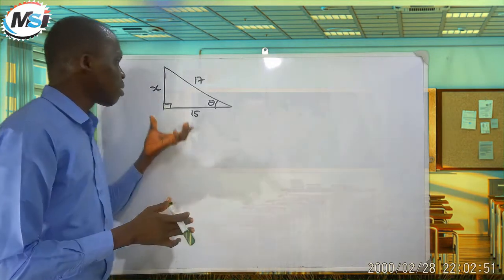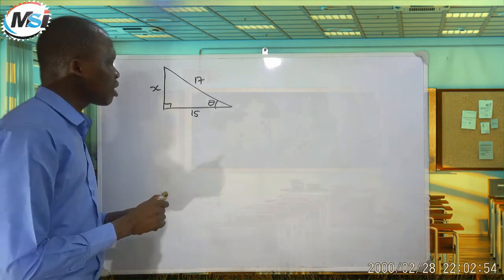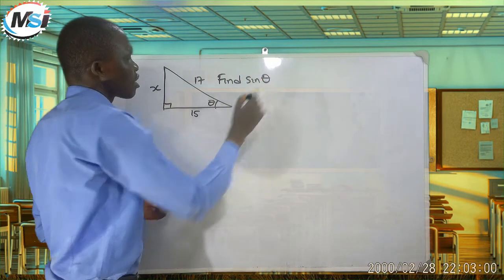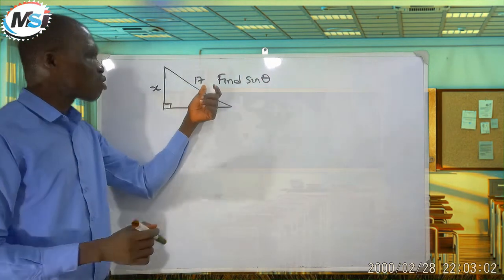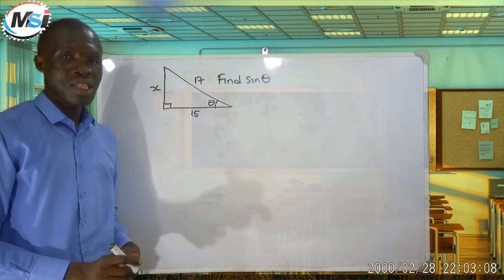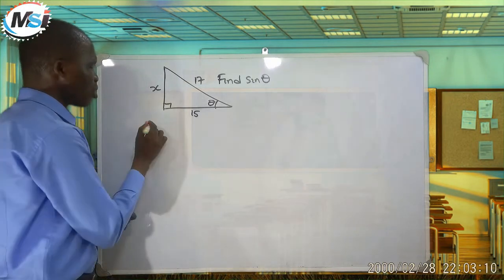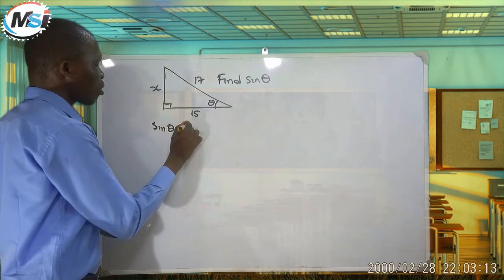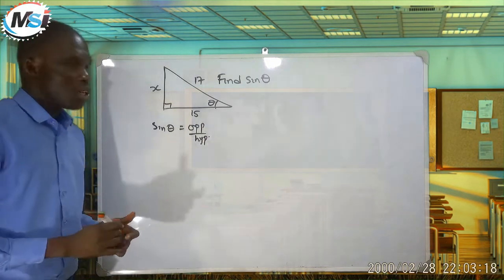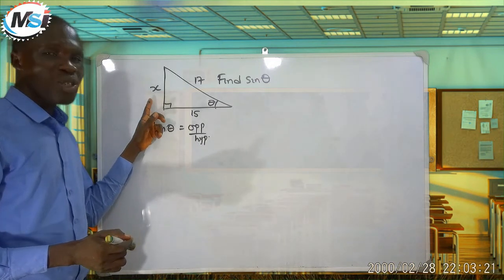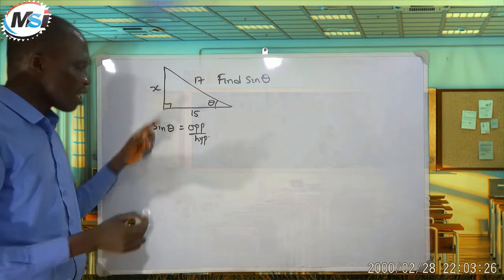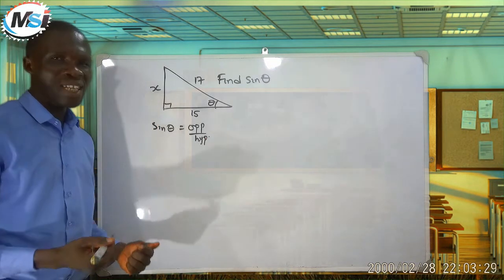Looking at the shape on the board, the question is find sine theta. We have hypotenuse to be 17 and opposite to be x and adjacent to be 15. Now, to solve this question, you need to understand that sine theta equals opposite all over hypotenuse. Now, look at opposite. We don't know the value of opposite. That means we need to find the value of opposite. And doing that, we are going to apply Pythagoras theorem.